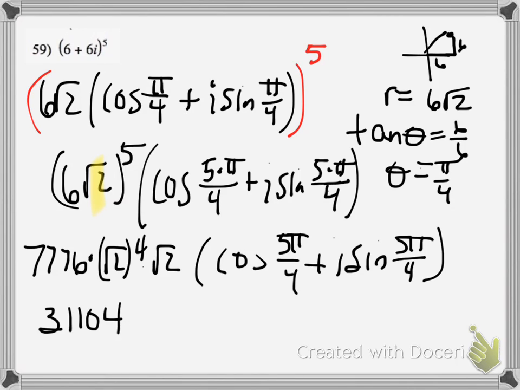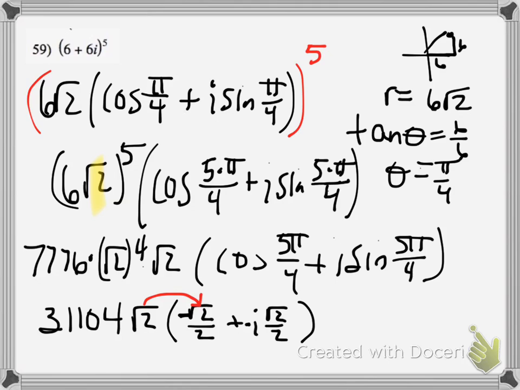All right, so what you really have then is that big number is really 31104 radical 2. And then you're going to multiply that. If you were leaving this in polar form, you would just leave it with cosine 5 pi over 4 plus i sine 5 pi over 4. But we're going to convert it back to rectangular form. So this is going to be negative radical 2 over 2 plus a negative, I should say, radical 2 over 2.